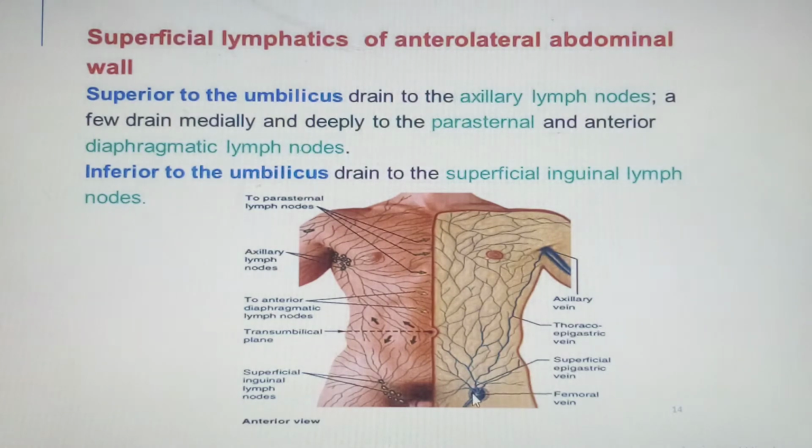And of course we have a tributary of the femoral vein, being the superficial epigastric vein. They tend to form this anastomotic connection. So subcutaneously you can see that, and that is what we call the thoraco-epigastric vein. The thoraco-epigastric vein is nothing but an anastomotic connection between the superficial epigastric vein, which is a tributary of the femoral vein, and the lateral thoracic vein, a tributary of the axillary vein.